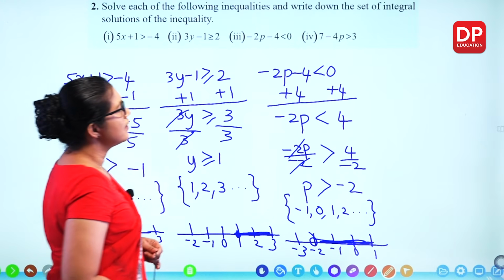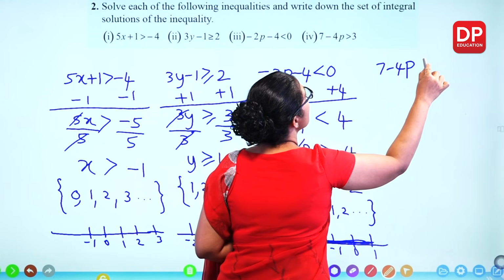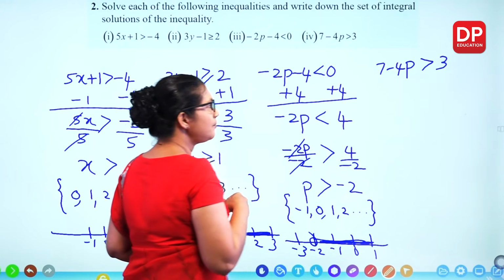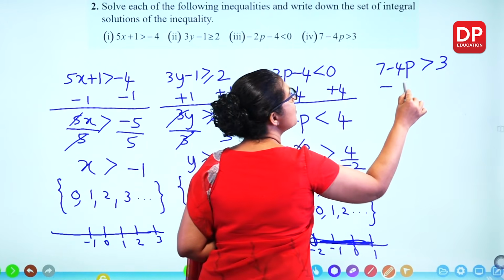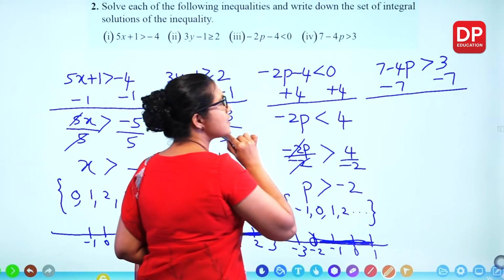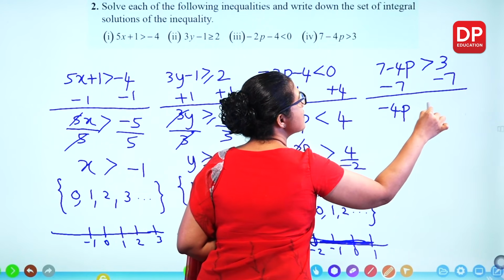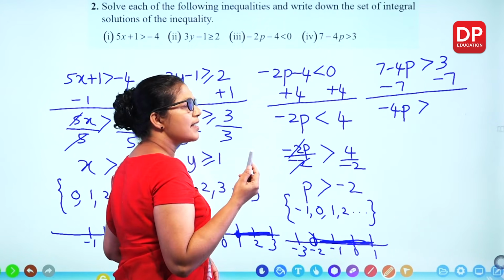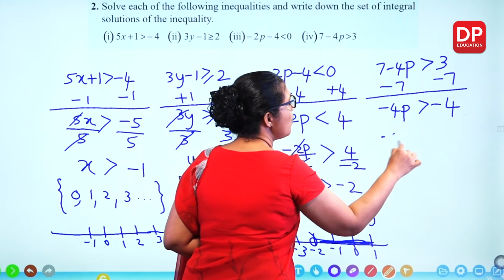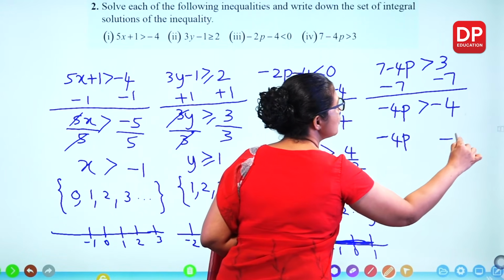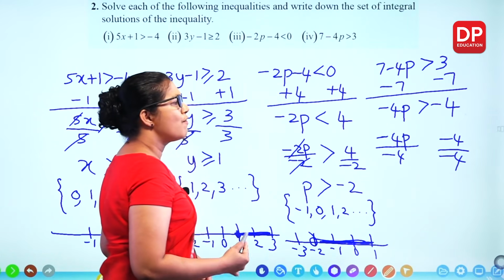Now the fourth one, it says 7 minus 4p greater than 3. Here we have to get rid of this 7. So what I can do, I can subtract 7 from both sides. I get minus 4p is greater than 3 minus 7. So what is 3 minus 7? Minus 4. Now you get a negative value, so I need to divide this by negative 4.